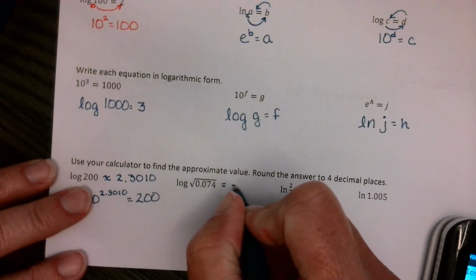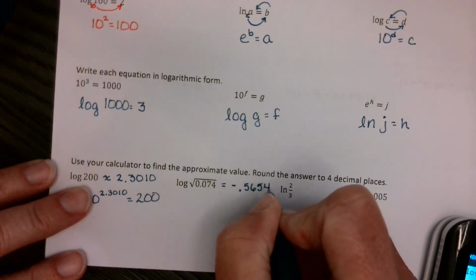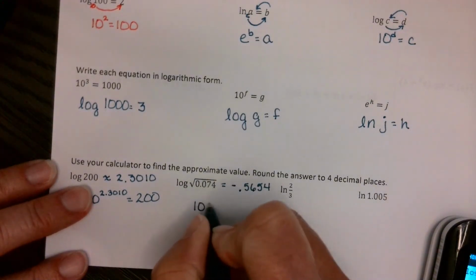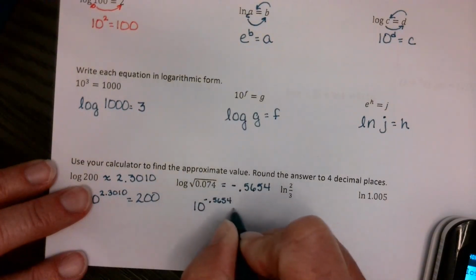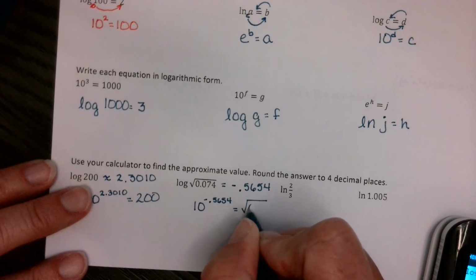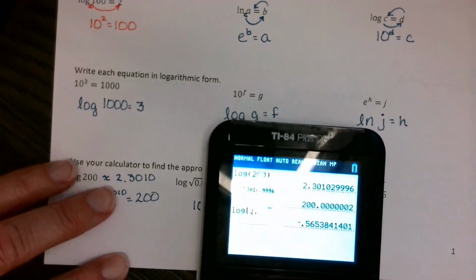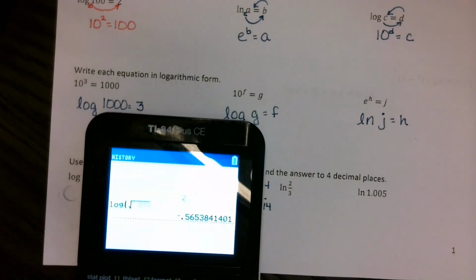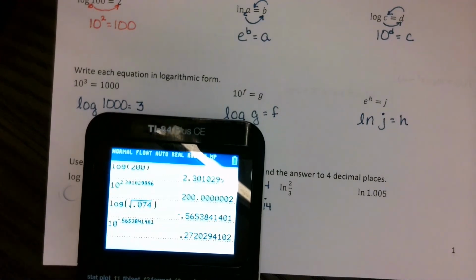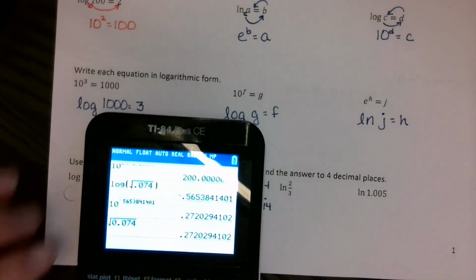I'll just use equal signs. Negative 0.5654. Again, what does this mean? It means that 10 raised to the negative 0.5654 is going to give me the square root of 0.074. Now, it won't really give you that because it can't do square roots, but 10 raised to that power gives you that. The square root of 0.074 gives you that same number.